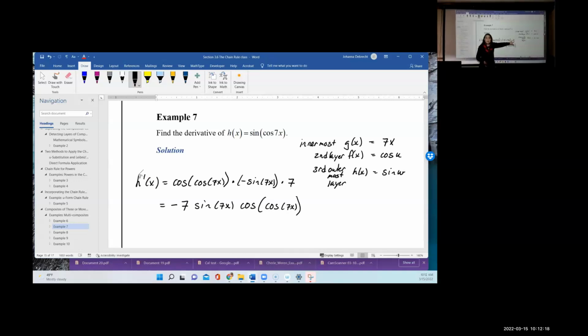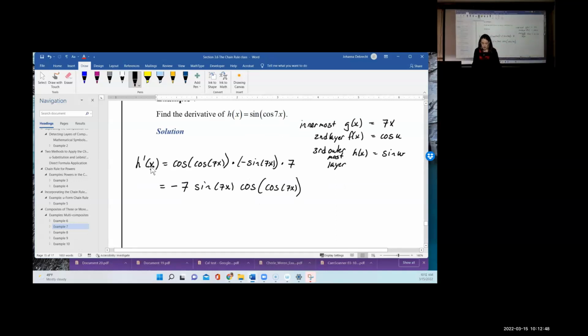There's nothing inside the 7x, so we're stuck. Then we can pull the negative and the 7 to the front. I would probably put the sine of 7x next, and then the cosine of 7x goes at the back. The reason is this is actually a trig function inside of a trig function. We still have a composition in our derivative, but that's okay. We've taken care of the derivative using the chain rule, and we still have a composition.